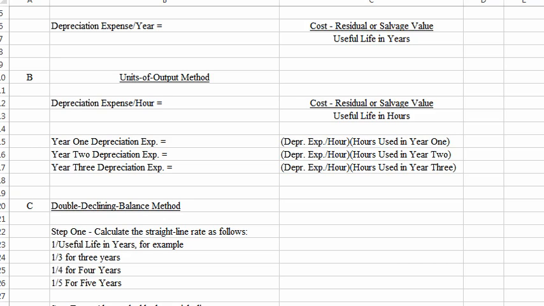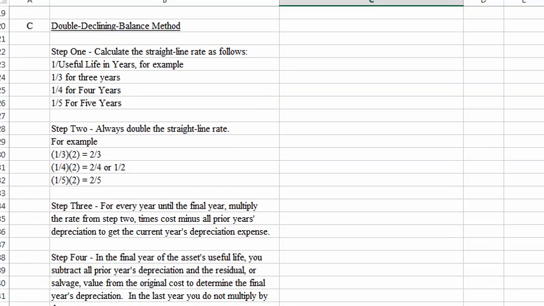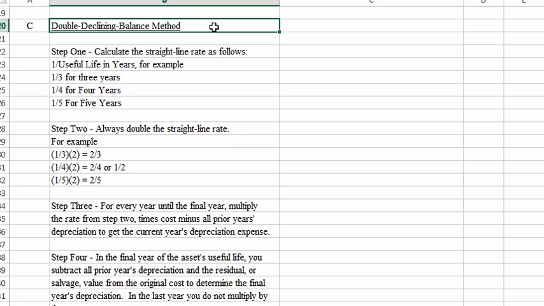Okay, we'll now wrap up problem 9-2A. Again, it's on page 447. We've already taken a look at the straight line method and units of production or units of output method. We're now going to take a look at our accelerated method, which is called double declining balance method. Now, an accelerated method means we're going to take more depreciation in early years of the asset's life and less in later years.